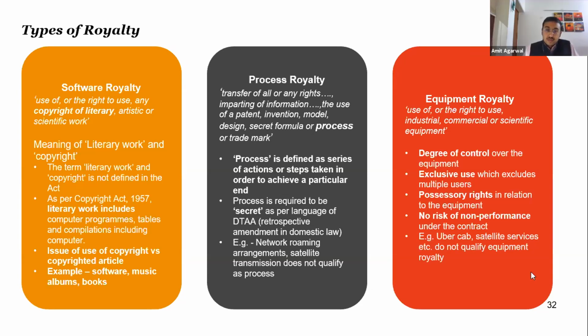The second category is the process royalty, which is basically any kind of right of imparting any knowledge or information on how to run a process. Any kind of industrial benefit or a hotel management business which involves some kind of designated processes is considered a process royalty.